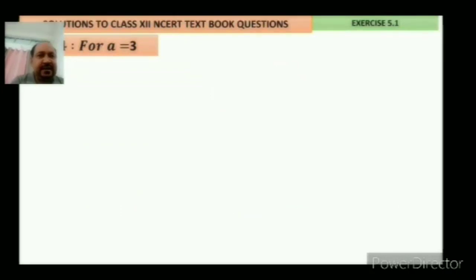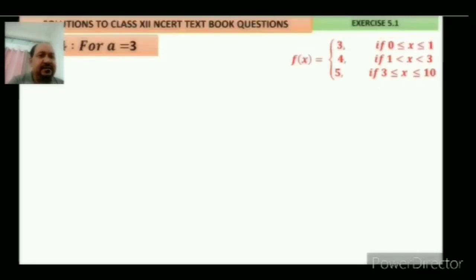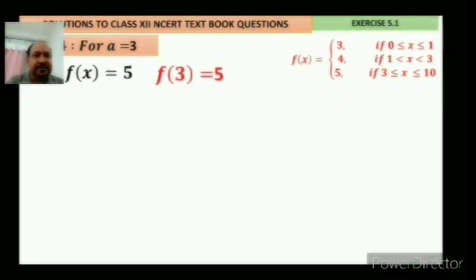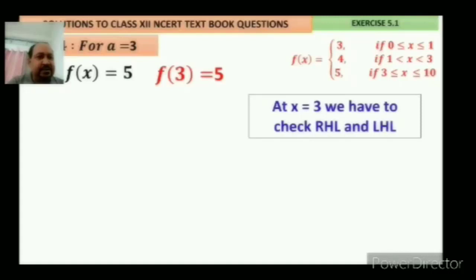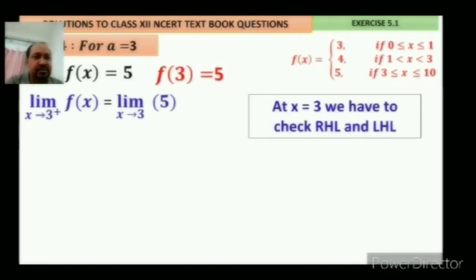For the next case, a equal to 3. When a equal to 3, the value of the function is 5. F of x equal to 5, f(3) equal to 5, at x equal to 3. We have to check RHL and LHL also. The value of the right hand limit is equal to 5.